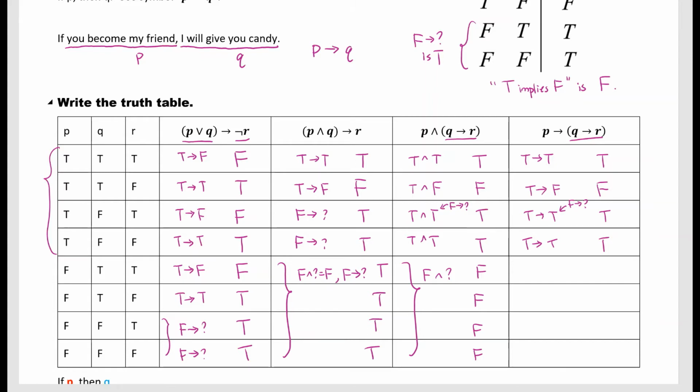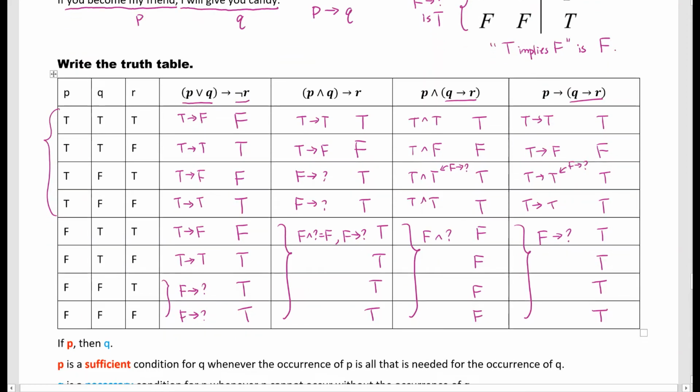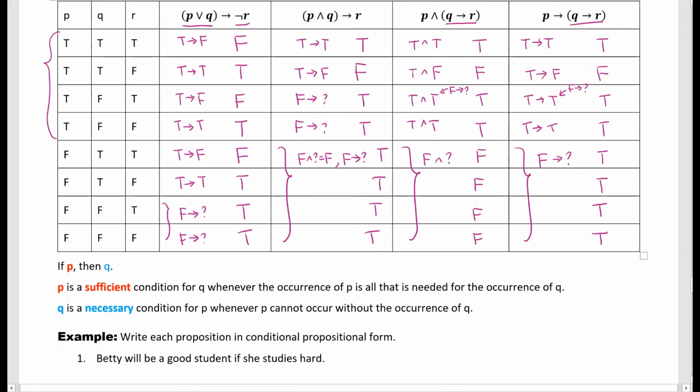Alright, same thing. False implies whatever is going to be true, and then true implies true is true. Next, do you realize P is false? False implies whatever is going to be true. Okay? We don't need to figure out Q and R as long as P is false. False implies whatever is going to be true. Okay, everybody? So, yes. That is the truth table.